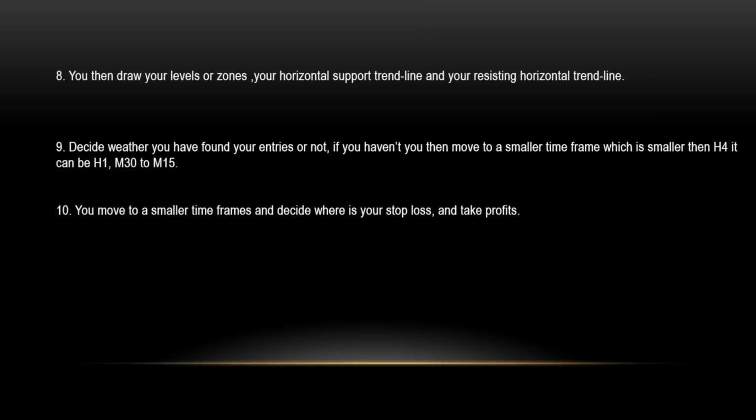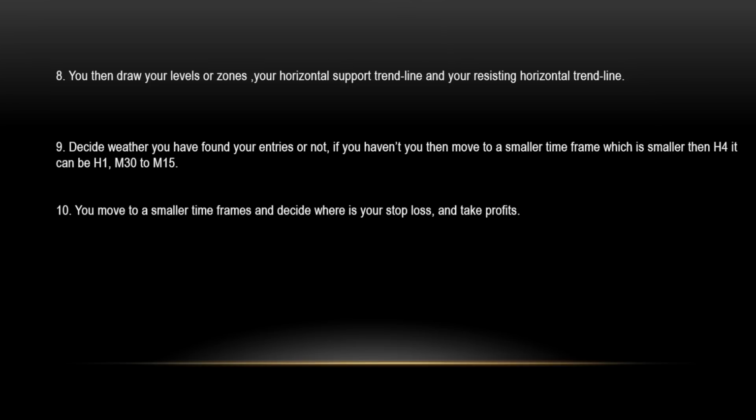Number 9, you decide whether you found your entries or not. If you haven't, you then move to a smaller time frame, which is smaller than 4 hours. It can be H1, M30 or M15. H1 means what? 1 hour, M30 means 30 minutes, as well as 15 minutes. You then decide whether you have found your entries. If not, you then move to a smaller time frame, which is smaller than 4 hours.